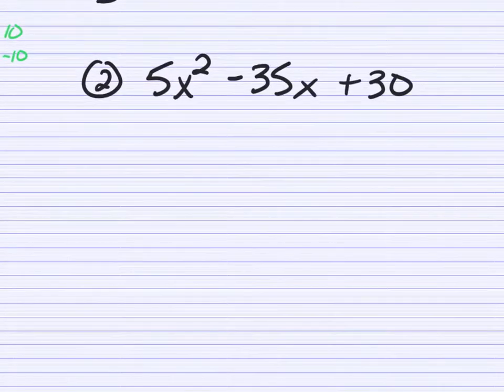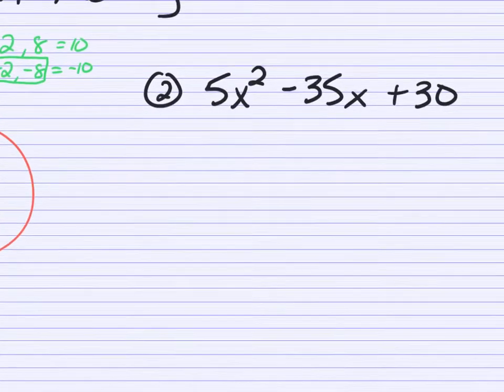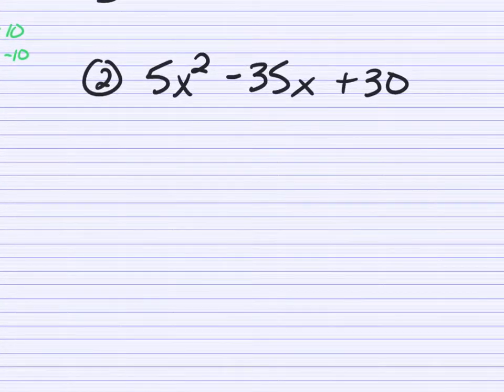All right, now number 2 is basically the same problem, except this number right here in front of the x squared. This is what makes it different from the other problems. So what I'm going to do first is I'm going to try to factor out something from all three terms right here so that it looks like problem number 1. Now, I'm going to look and I'm going to say 5, 35, and 30. I'm going to ask myself, what's the largest number that goes into 5, 35, and 30? What's the greatest common factor?